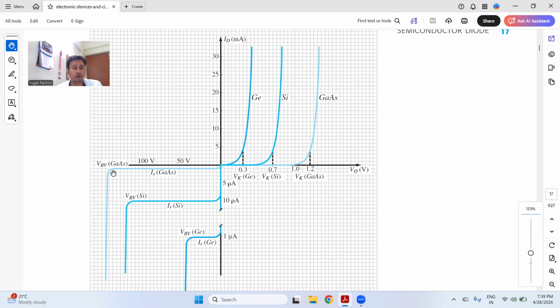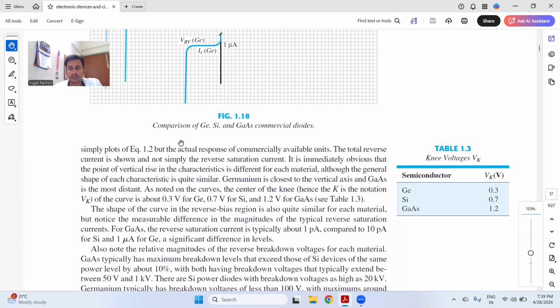And you can see the breakdown is happening in gallium arsenide at the highest voltage. The breakdown is second in silicon. The breakdown is happening at a very low voltage in the case of germanium, but at a higher current. So with the analysis of this graph, you can understand the breakdown characteristics of germanium, silicon, and gallium arsenide. This is the point. Now, let's continue our discussion.